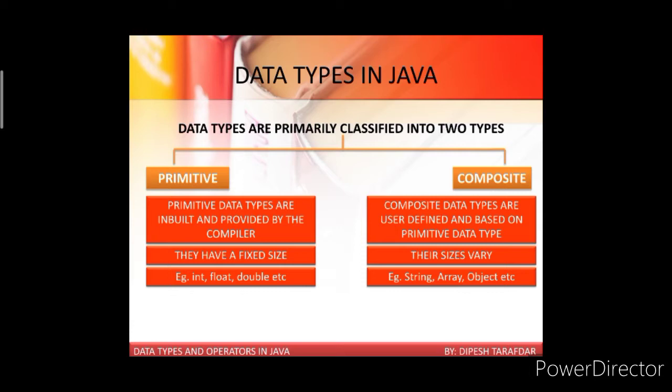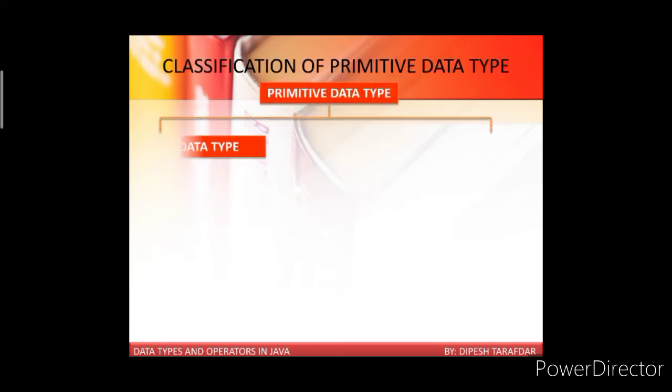Since the primitive data types are inbuilt, they have a fixed size. On the other hand, composite data types, since they are created as per the need of the user, their sizes may vary. Examples of primitive data types include int, float, double, etc. Whereas those of composite include string, array, objects, etc. Next we will see the classification of primitive data types.